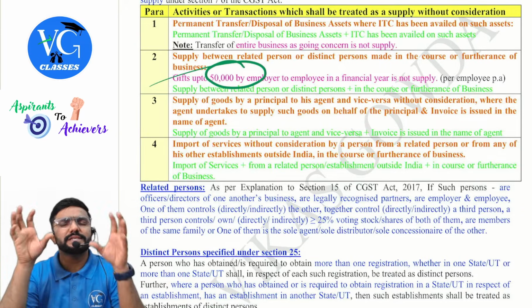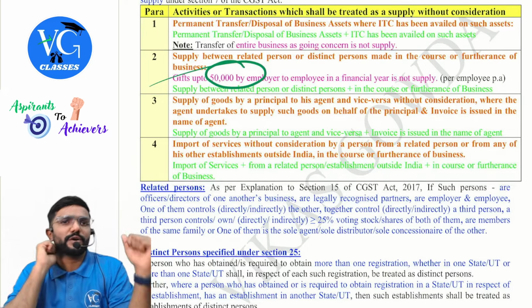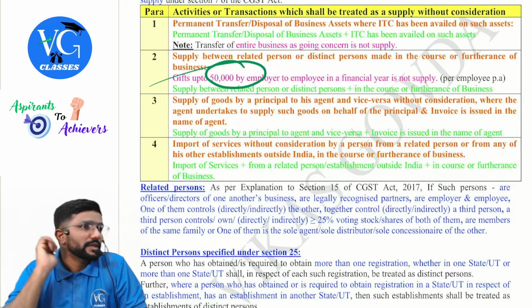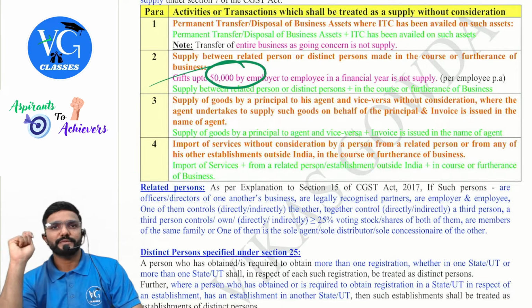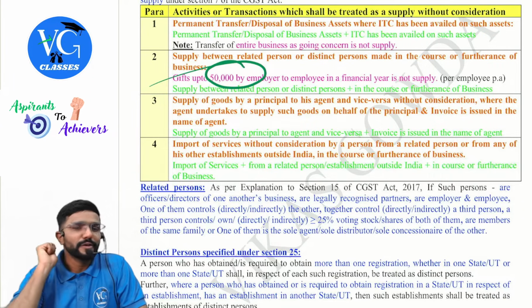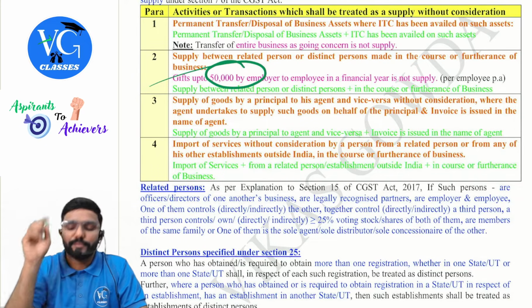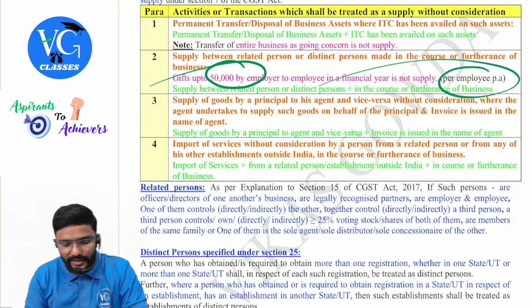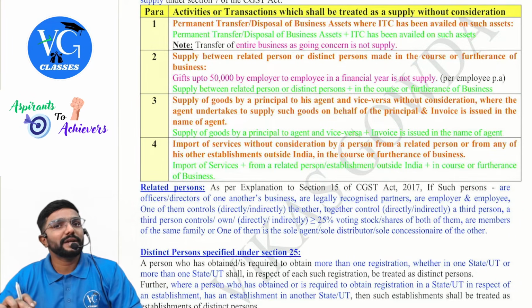Clear? So we will discuss. See, listen. If the amount of gift is up to 50,000, not taxed. If it is more than 50,000, is it taxable, sir? Yes, it is taxable. So is 50,000 for all employees put together? No, per employee per annum. I mentioned it to you. Per employee per annum, guys. Yes, sir. Employer and employee are related.